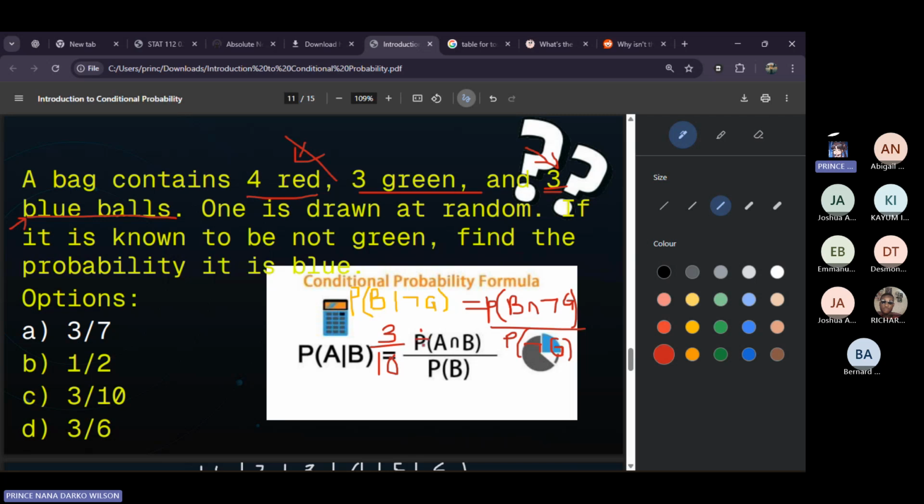We divide that by the probability of finding a ball that is not green. So what's the probability of finding a ball that is not green? The number of balls that are not green, let's check the bag. Currently, we have 4 red and 3 blue, right? So the number of balls that are not green is 4 plus 3, and that is 7. So the probability of taking a ball that is not green will be 7 over the total number of balls in the bag, which is 10, like so.